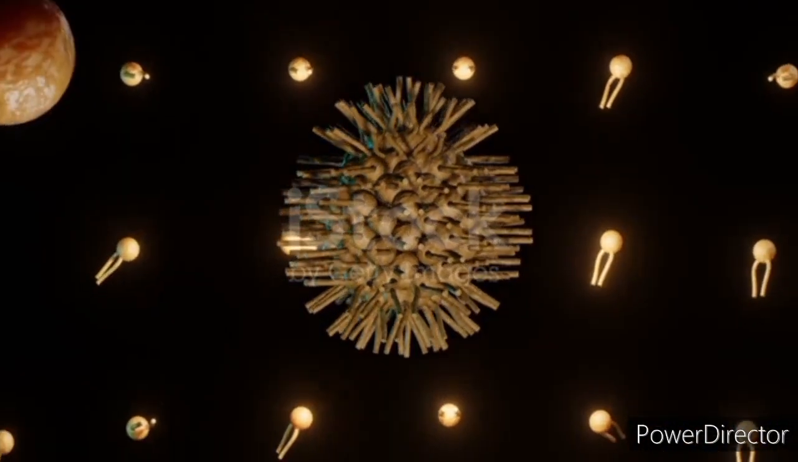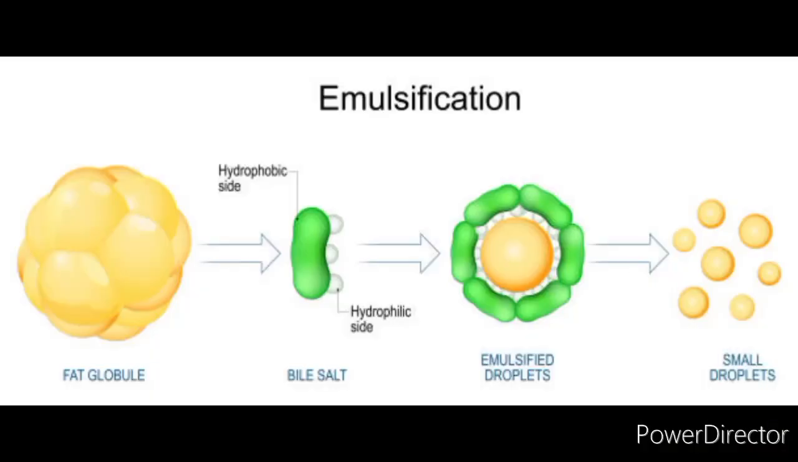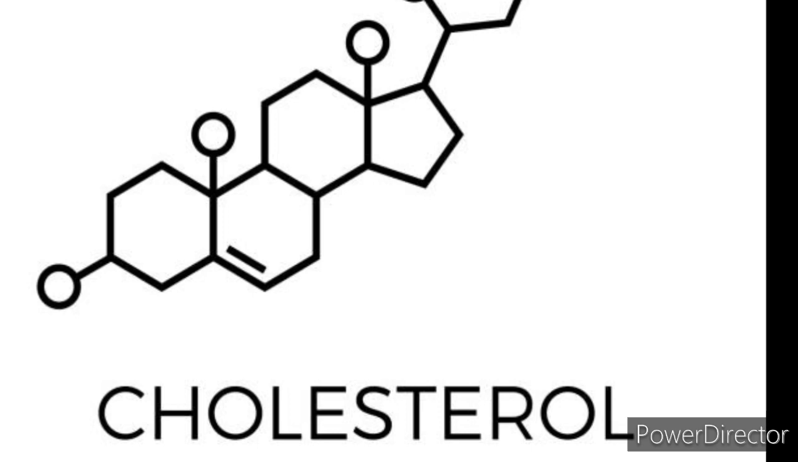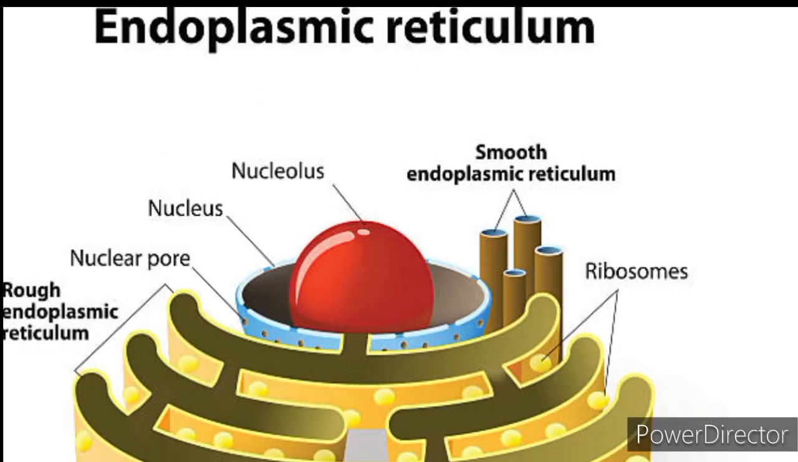Role in lipid metabolism. Besides protein synthesis and modification, the ER is crucial for lipid metabolism. It synthesizes phospholipids and cholesterol, important components of cellular membranes, and is involved in lipid transfer and metabolism.